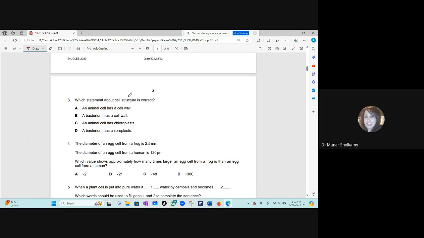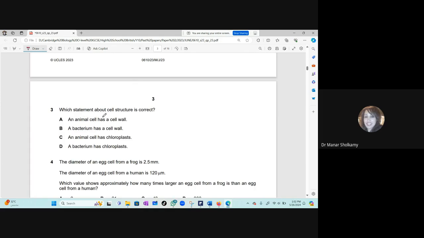Okay, which statement about cell structure is correct? An animal cell has a cell wall, a bacterium has a cell wall, an animal cell has chloroplast, or a bacterium has chloroplast. Again, this is so clear. B. Yes, a bacterium has a cell wall.